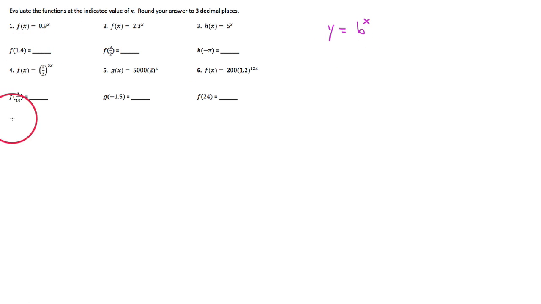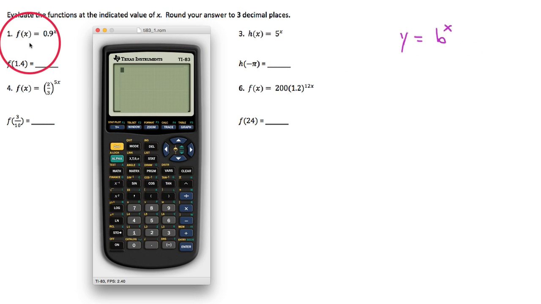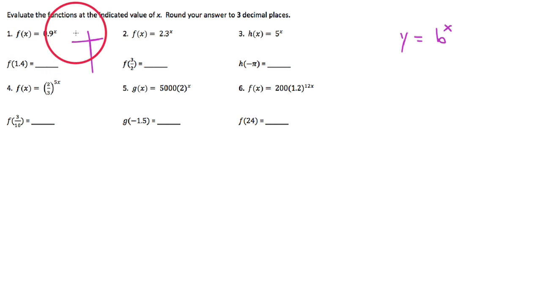As a matter of fact, it is pretty easy, but we're going to run into some situations where you just want to be careful with parentheses. So really quickly, taking a look at number one, f of x equals 0.9 to the x. We just want to find f of 1.4. So in a tabular fashion, we would be saying that what we're plugging in is 1.4. What we want to know is what is 0.9 to the 1.4 power.